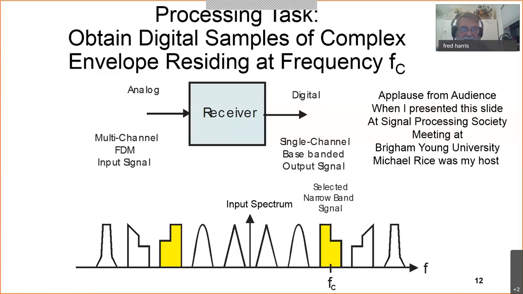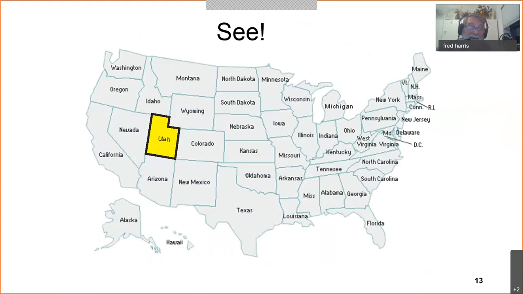I made this presentation many, many years ago at a Signal Processing Society meeting at Brigham Young University, and Michael Rice was my host and invited me to do this presentation. When I put this slide up, everyone in the audience applauded, and I couldn't figure what was worth applauding. And I asked, why are you fellows and gals applauding? And he said, we are tickled pink that the channel you chose to demodulate was shaped like the state of Utah, the state which is hosting your talk. If my life had depended upon it, I don't think I could have told you what the state of Utah looked like. But subsequently, I have learned what it looks like, just like the picture that I chose to demodulate in the previous slide.